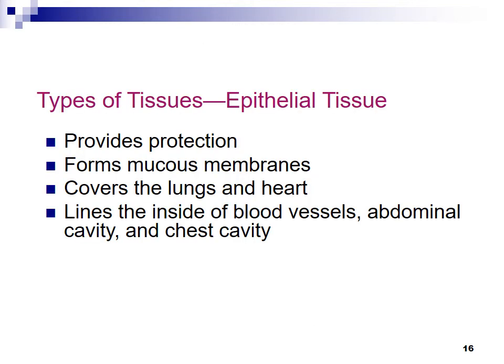So again, epithelial tissue provides our protection. It's our mucous membranes. They cover our vital organs, for example, lungs and heart. They're also going to line the inside of our vessels and our cavities, the abdominal cavity, chest cavity, etc.